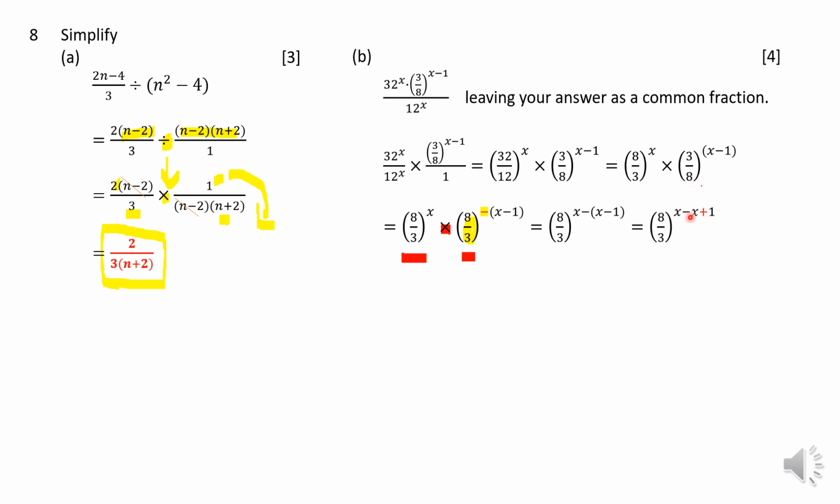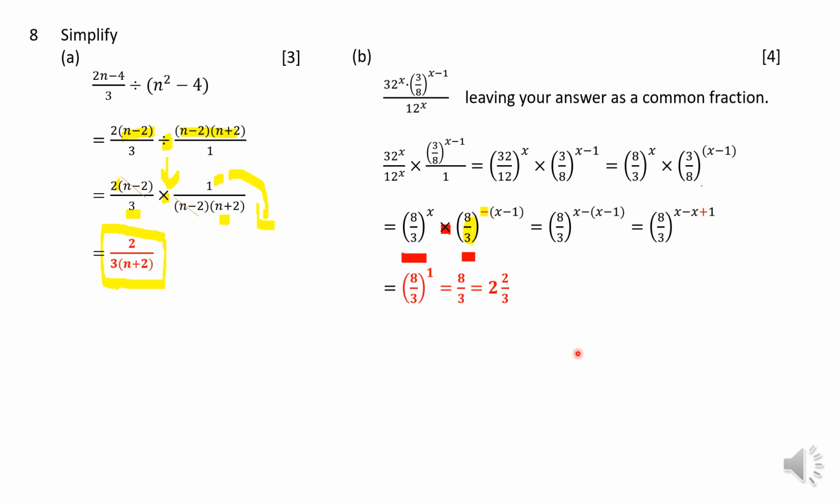Here is, when you multiply this negative by this negative, you get a positive. And obviously negative 1 times x gives you negative x. So the x's effectively cancel. Can you see that? That leaves you with that 8 over 3 raised to the power of 1. Well, anything raised to the power of 1 is just equal to that. Can you see that? And you can leave your answer as a mixed number. And that does it for that question.